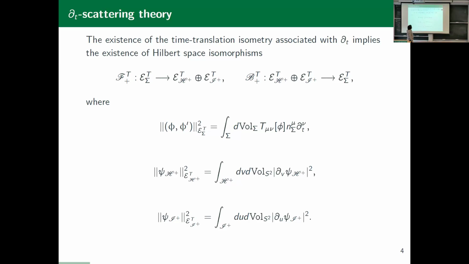I will denote this isomorphism by the maps F plus t and B plus t. It's an isomorphism between E sigma t and the direct sum of E H plus t and E scri plus t. E sigma t is simply the space of Cauchy data for which the flux of the conserved energy is finite, where T is the energy momentum tensor of the solution to the wave equation. And E H plus t and E scri plus t are simply defined via the L2 norm of the null derivative on H plus and scri plus respectively.